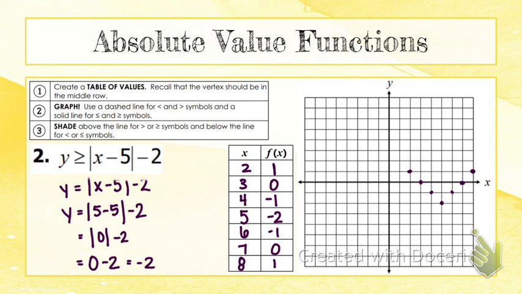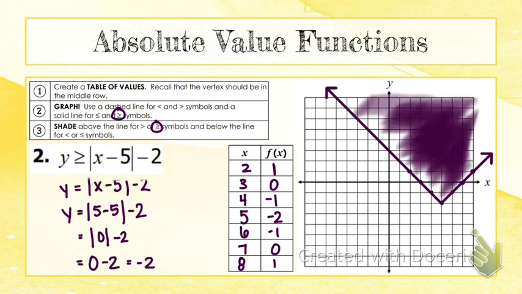And then we have to see what kind of line we're supposed to use. So this is a greater than or equal to symbol. So that is this guy and that is this guy. So this says we're going to use a solid line. All right, and then we need to know, do we shade above or below? And this says to shade above the line for greater than or equal to symbols. So we are going to shade above the line. All right, and that is all for number 2.